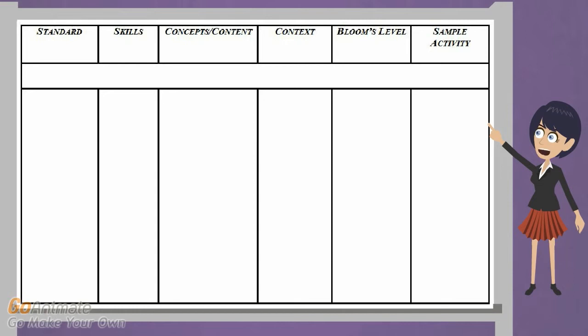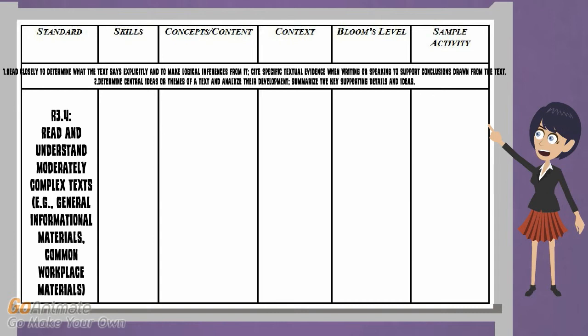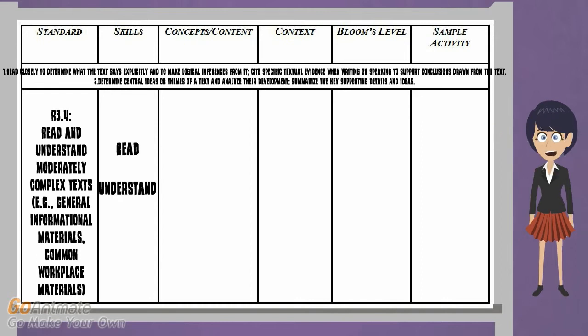I will begin with writing the anchor at the top of my chart and the standard in the first column on my chart. Okay. Let's see what's next. The next column asks me to identify the skills my students will need to meet the standard. What is it I want my students to be able to do? The skills are represented by the verbs used in the standard, so I will look for some verbs. I see 2, read and understand. So, I will place read and understand in the skills column on the chart. Alright, that was easy enough.